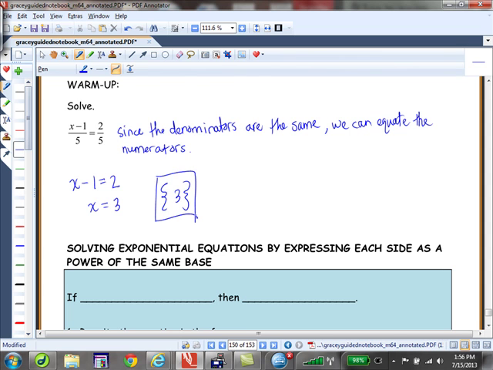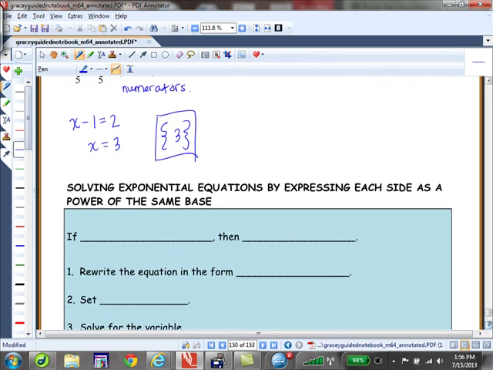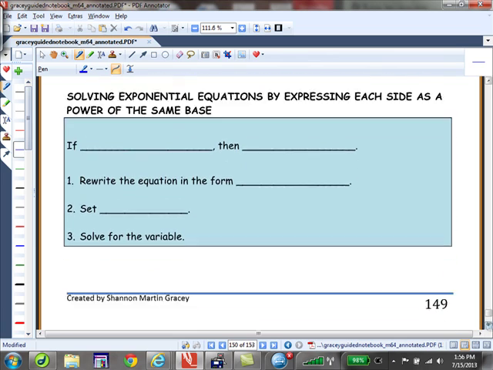How'd you do? Awesome. Okay, so here we go. Solving exponential equations by expressing each side as a power of the same base. So if you have a base raised to the m is equivalent to the same base raised to something else, then using a similar idea as the warm-up, if you have the same base, then you equate the powers, right? So you would equate m equal to n.